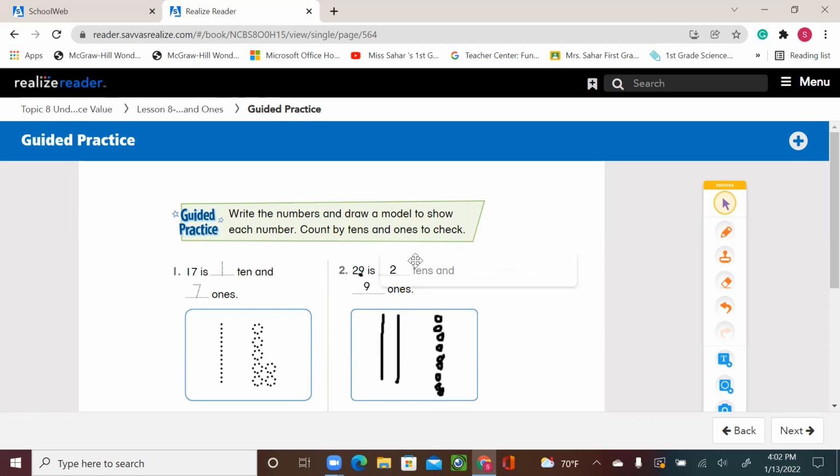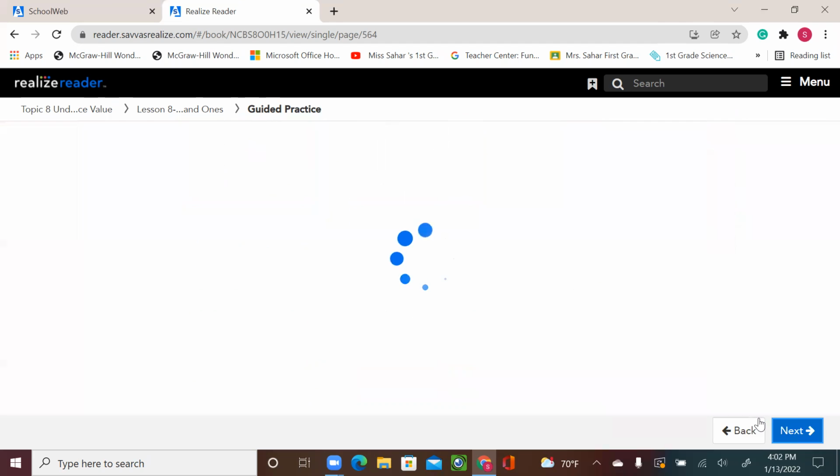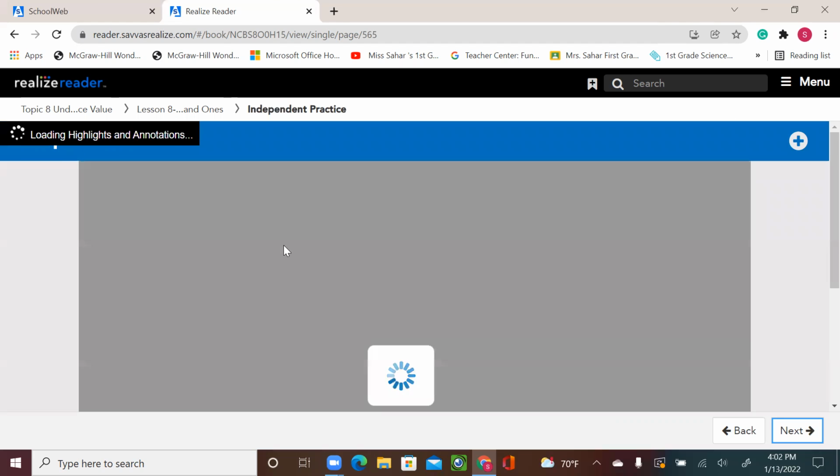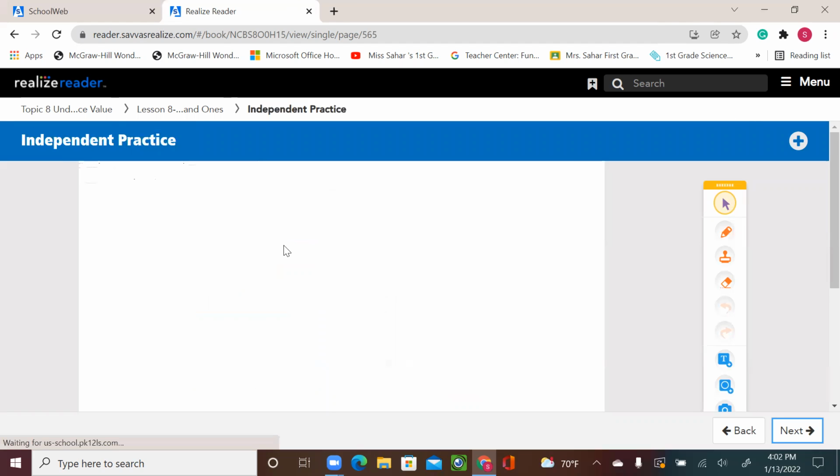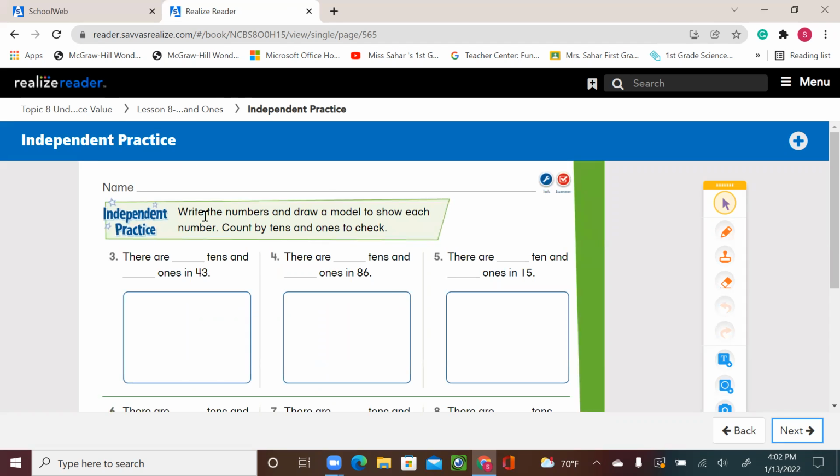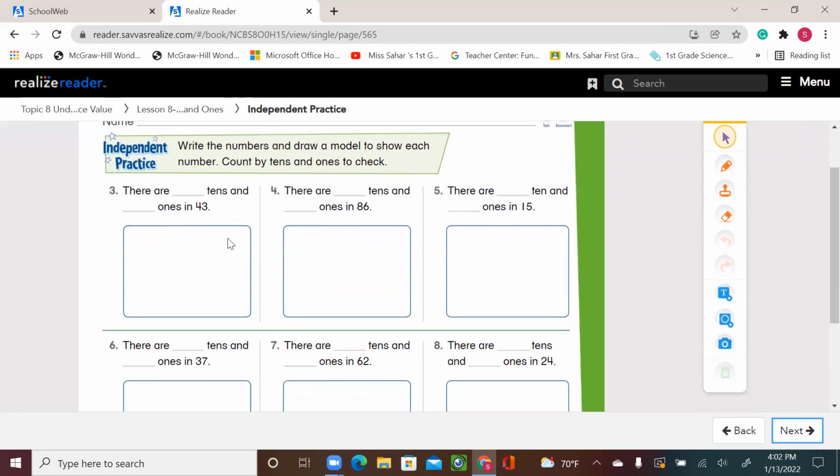All right. Let's go and do one more from our guided practice. Independent practice. Write the number and draw a model to show each number. Count by tens and ones to check. What do I have? 43. 4 tens, 3 ones. 43. So let's draw it.